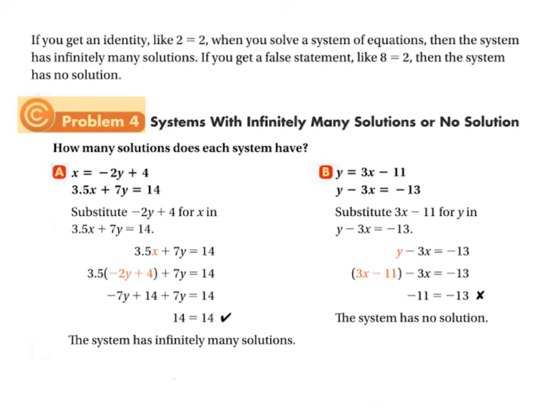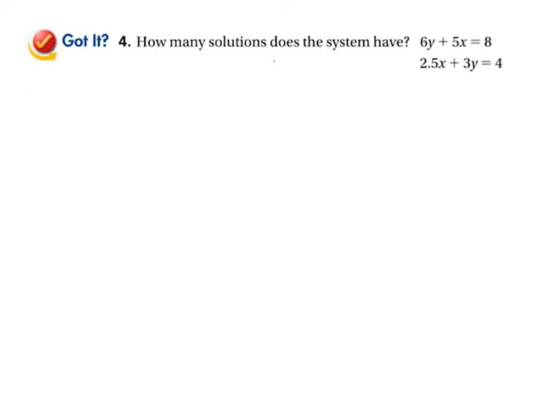So let's try it as a got it problem. Okay, how many solutions does the system have with these two equations? Remember, you can get one solution, you can get infinite solutions, or you can get no solutions, and you've got to understand what happens in each of those cases in order to tell which it is. Okay, try this got it problem, and we'll check it after the break.